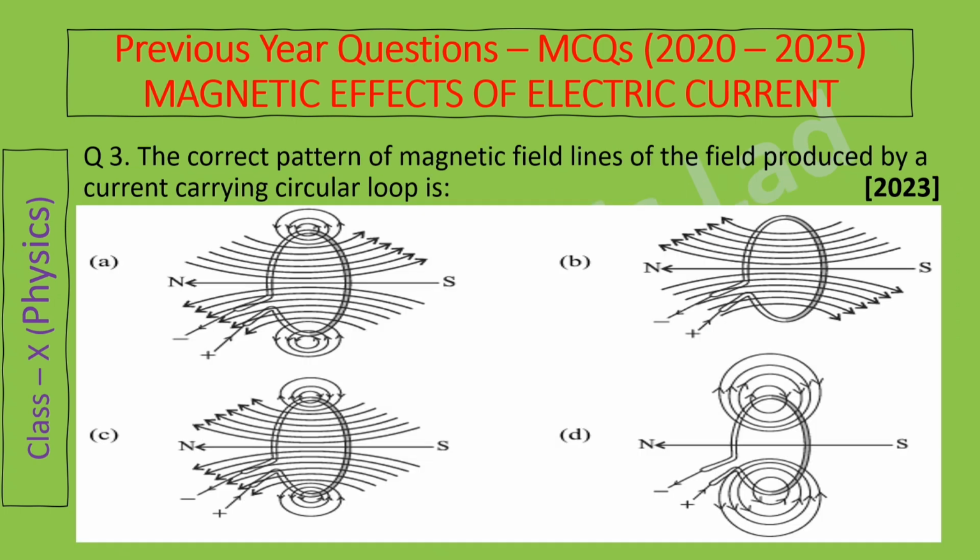Third question, the correct pattern of magnetic field lines of the field produced by a current carrying loop is, and the correct answer is option C.